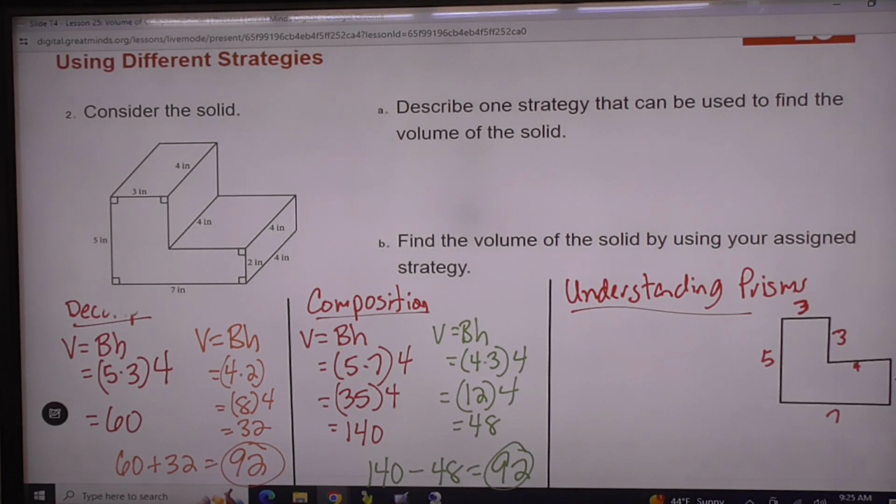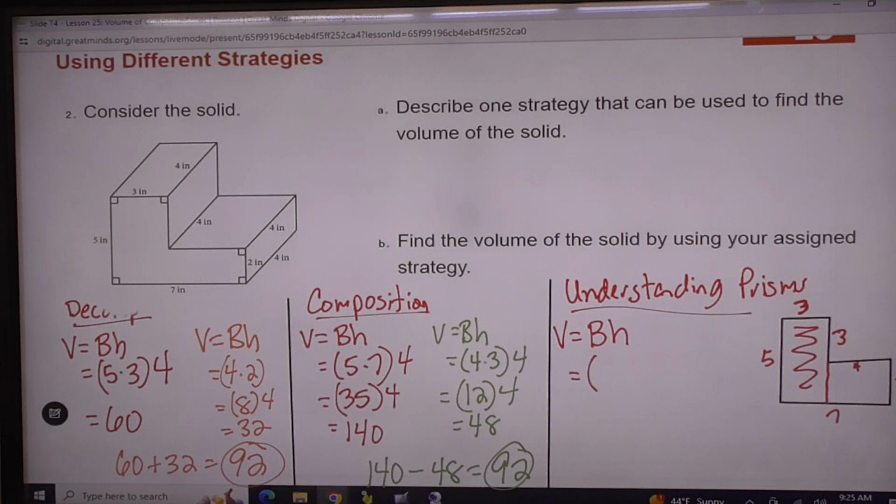So all I'm really going to do here is take a look at it and be like, okay, I can just find the area of this base. So volume is equal to area of the base times the height. And if I'm going to decompose it like all of y'all did, I'm going to just draw a line right here and worry about the base. So I've got my first shape right here. And I'm going to go ahead and write it down.